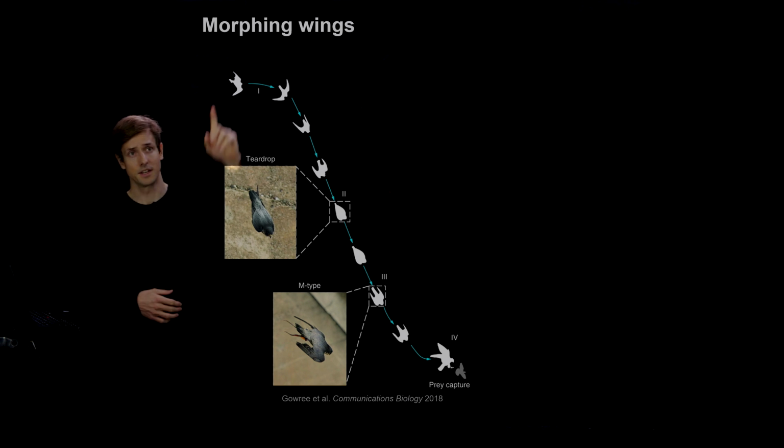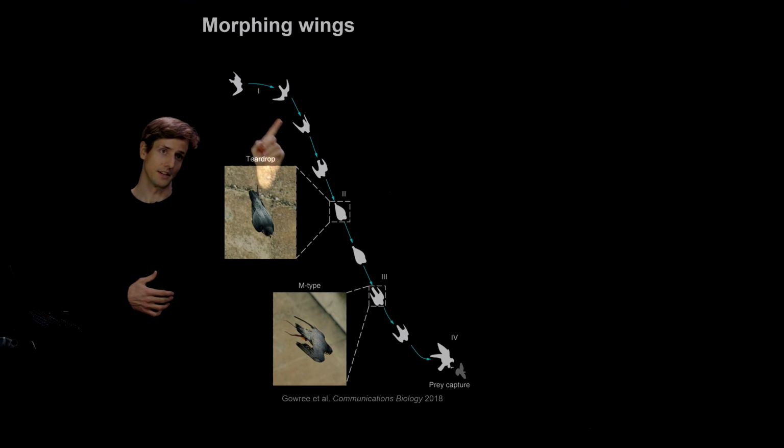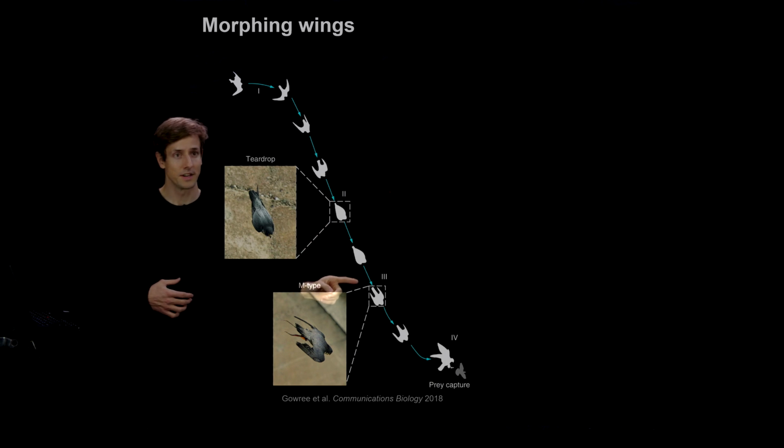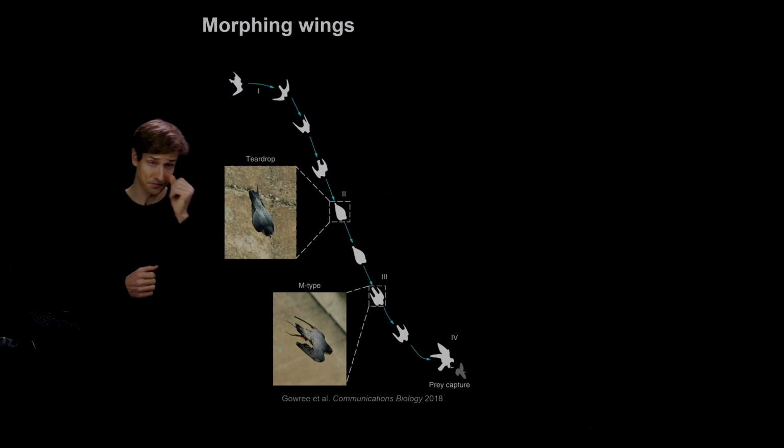So it starts with a high aspect ratio gliding, and then enters a teardrop dive to maximize its flight speed, and finally morphs its wing to this M-type configuration to generate strong wing and tail vortices to improve the maneuverability for prey capture. So the bird perfectly adapts its wing shape throughout this hunting dive by morphing its wings. And our goal is now to also achieve similar adaptability with our engineered flight systems.